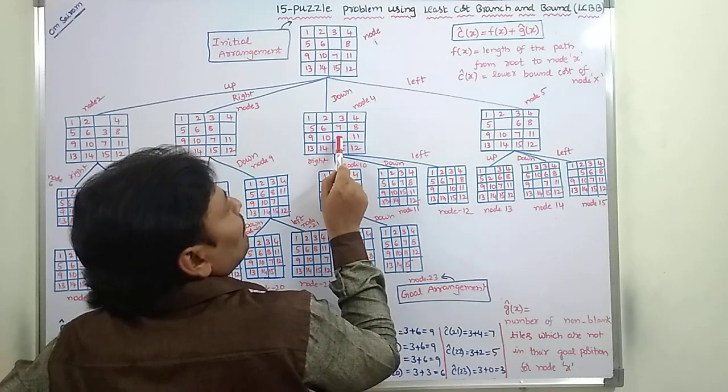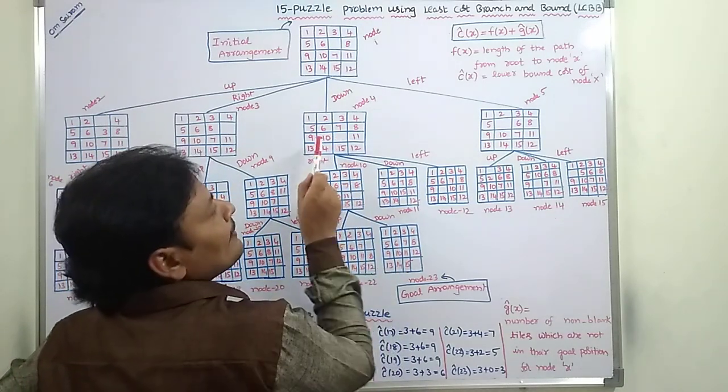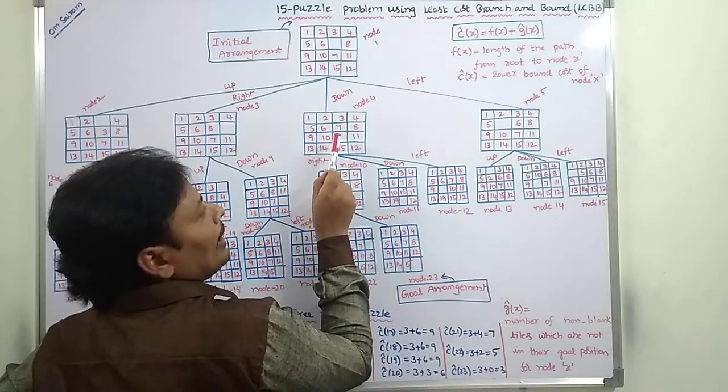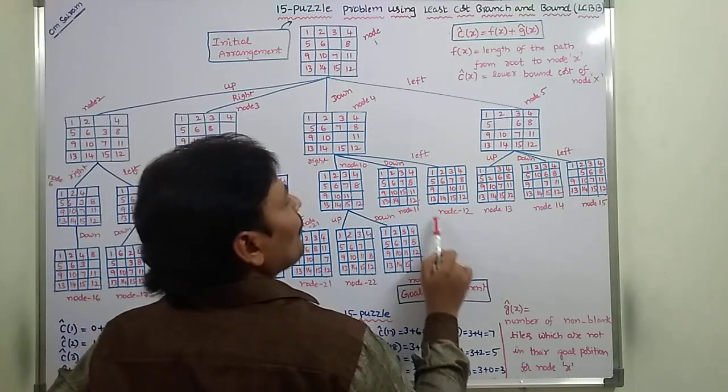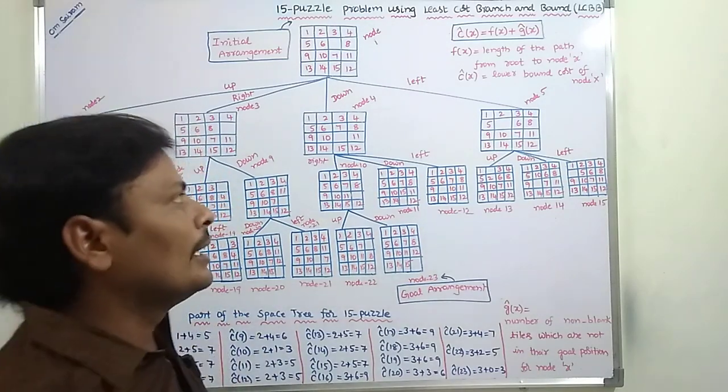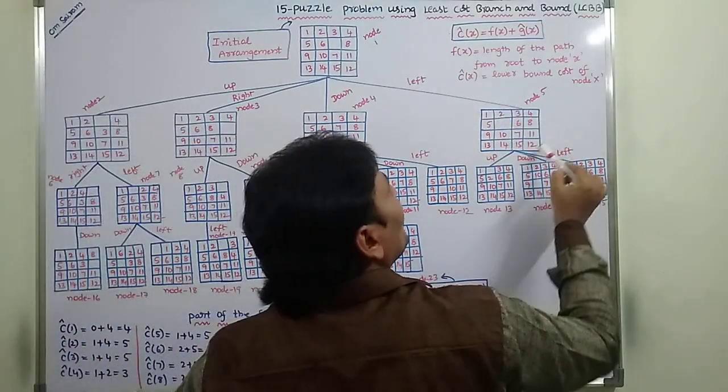Okay, next one. The empty tile can be moved to left direction. 10th tile can be moved to this place, and empty tile can be moved to this place. So node 12 we are getting. Okay, next one. Now consider node 5.